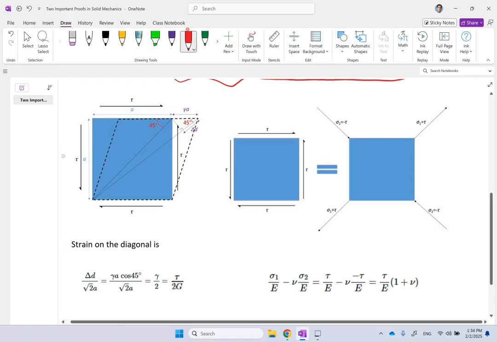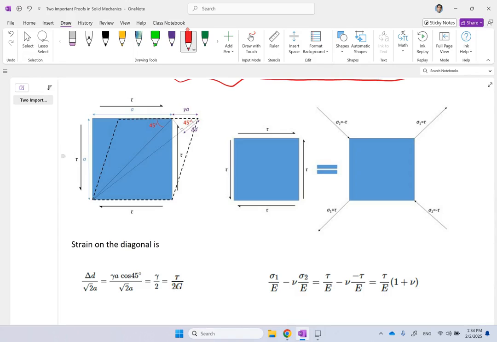So here I have the same element, A and A, and I consider a case of loading which is pure shear stress. So I assume tau and tau on this side, and then tau and tau on the other side. And remember, they are equal. In this case, I assume that tau xy and tau yx are the same, and they are both equal to tau. No normal stress, just shear stress.